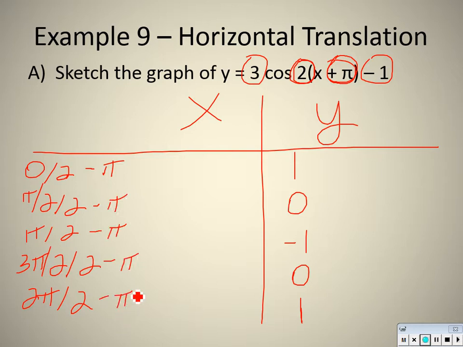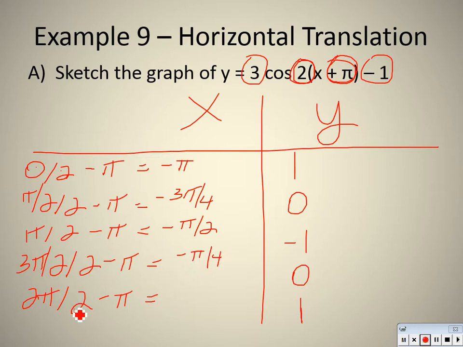So when I work these out, first I have 0 divided by 2 is 0, minus pi is negative pi. Then I have pi over 2 divided by 2 is pi over 4, minus pi would be negative 3 pi over 4. Pi divided by 2 is pi over 2, minus pi would be negative pi over 2. 3 pi over 2 divided by 2 is 3 pi over 4, minus pi would be negative pi over 4. And then finally, 2 pi divided by 2 is pi, minus pi would be 0. So that reestablishes what my new x values are going to be.